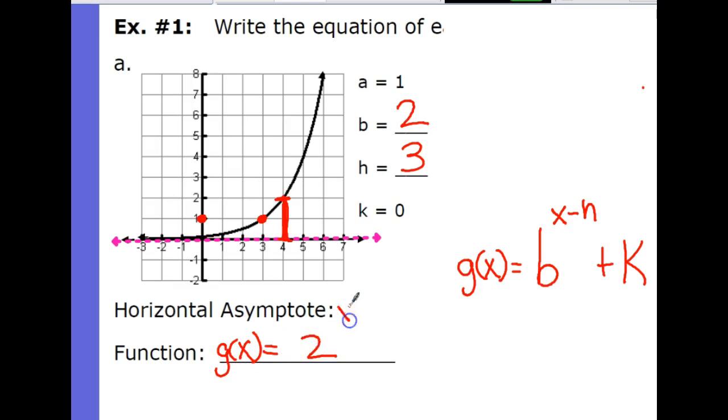B, x minus 3. Move that over a little bit. 2 raised to the x minus 3. This is the function equation. Why is it minus 3? Why did I say minus 3? X is still a liar.